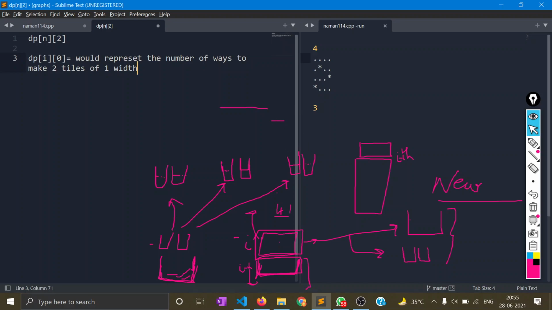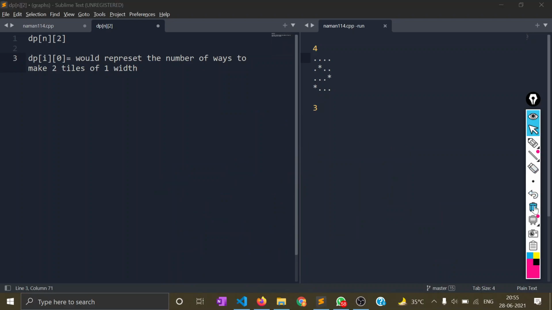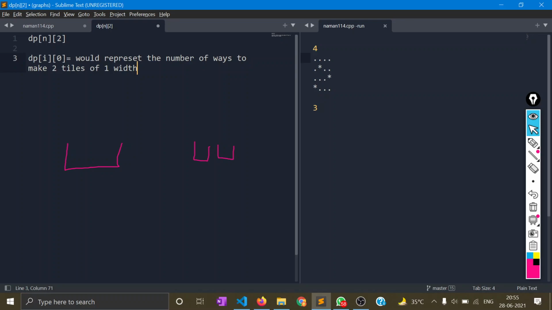If we don't consider all these cases, what is the basic criteria of differentiating? Either I can have a 2 cross 1 width 2 block, or I can have two blocks of width 1, right? These are the only two cases I can have, right?